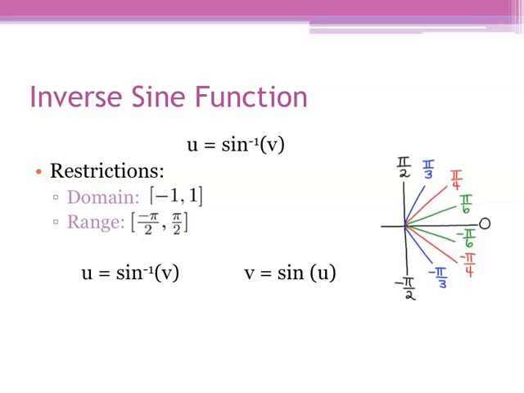In terms of the picture, the range restricts us to this part of the graph. So we're looking at quadrant 1 and quadrant 4. Okay, so if you're asked sine inverse of a particular value, your answer has to be between -pi over 2 and pi over 2. It has to be something on this diagram here. So let's take a look at an example.